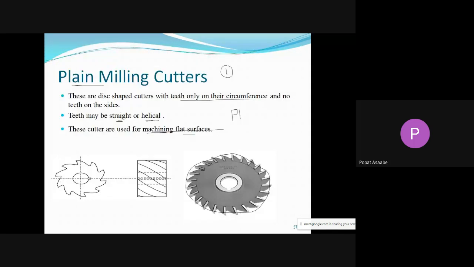And in simple terms, the types of cutters also we have seen. This is the plain mill cutter. In the plain mill cutter, it is a type of disc, and on the periphery of that disc the cutting teeth are provided. The cutting teeth are provided only on its periphery, not on its sides, and it is used to generate a flat surface.